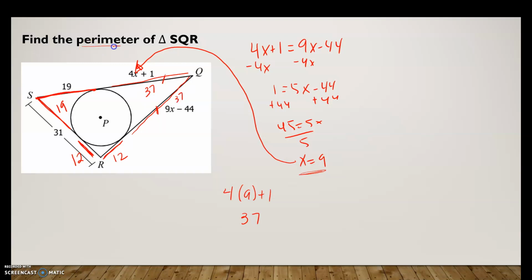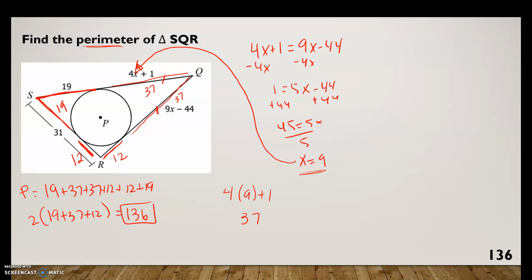So the question's asking you to find the perimeter, so we're going to add all of these up. Our perimeter is equal to 19 plus 37 plus 37 plus 12 plus 12 plus 19. Or in other words, we can just say 19 plus 37 plus 12, times 2. And that is equal to 136.